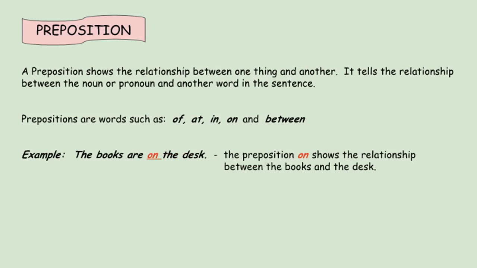Preposition. A preposition shows the relationship between one thing and another. It tells the relationship between the noun or pronoun and another word in the sentence. Prepositions are words such as of, at, in, on, and between. For example, the books are on the desk. The preposition on shows the relationship between the books and the desk.